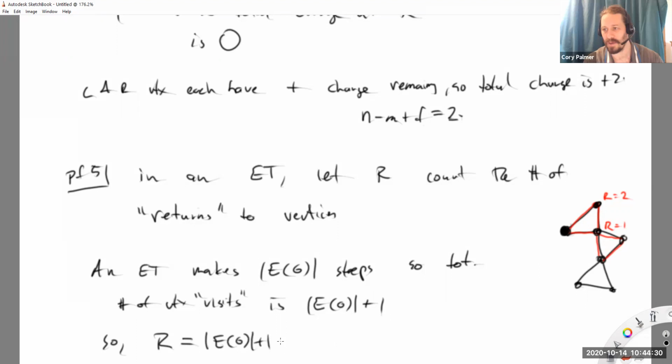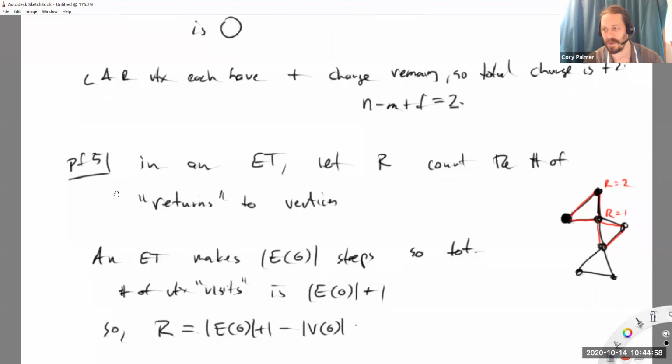minus the number of vertices, right? The first visit to each vertex doesn't count as a return, but every visit to a vertex after that first does count as a return. So if I take this many steps and this many of them are not returns, all the remaining steps result in returns. Does that make sense? So this is R, and actually this clarifies that this here counts as a return. When I get to the end, that also counts as a return, okay? So that's what R equals.